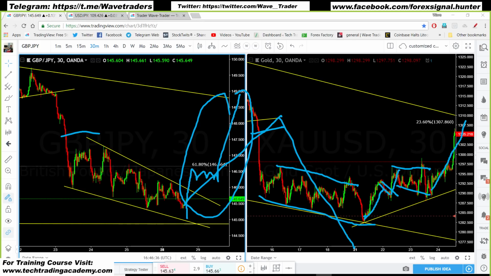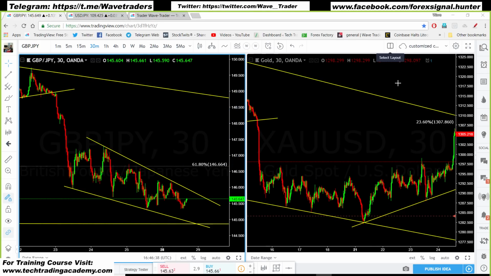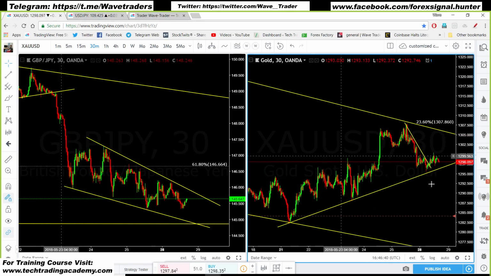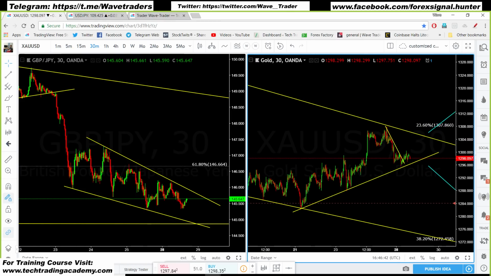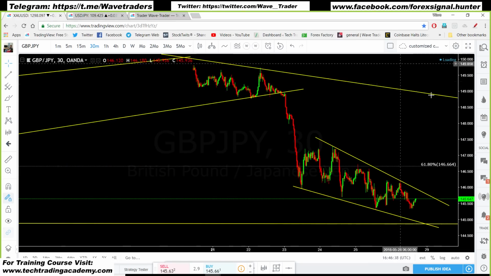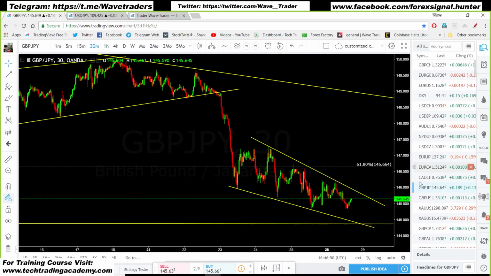I have just shown you in the bigger time frame. I hope you guys understand. Currently this is a correction, a correction for one more drop. We can see one more drop. So look for buy on the pound yen.